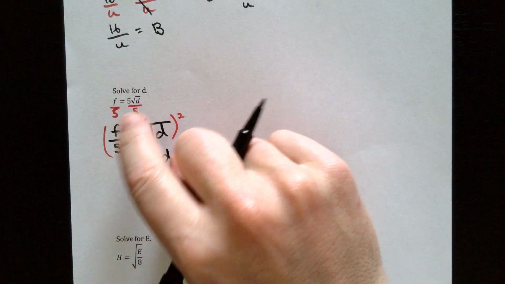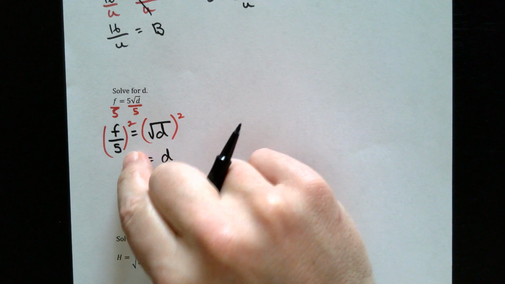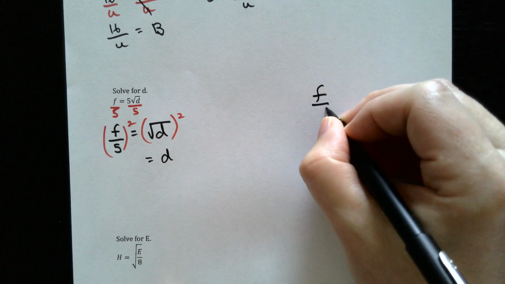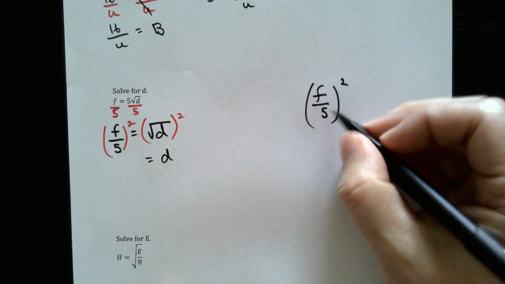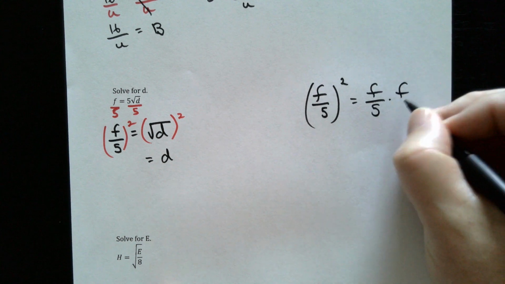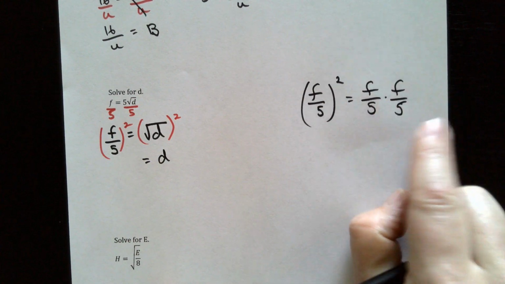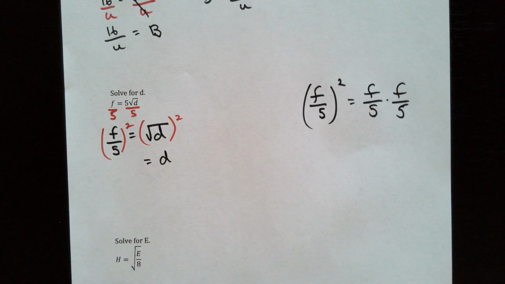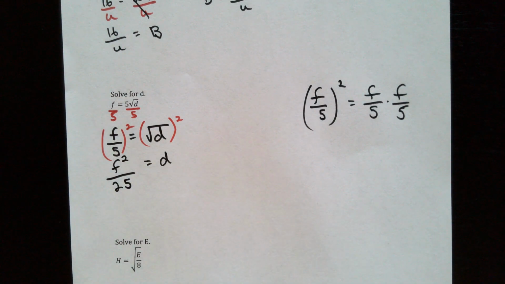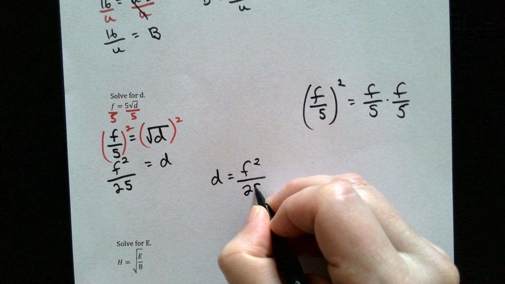On the right side, we get d because the square root and square cancel. On the left side, you have to square both things that are inside here, because this is a division problem. So the f gets squared and the 5 gets squared. In other words, f divided by 5, squared, is the same thing as f divided by 5 times another f divided by 5. That's what square means. So you square the top, f times f, and on the bottom 5 times 5, so you get f squared over 25. So d is equal to f squared over 25.